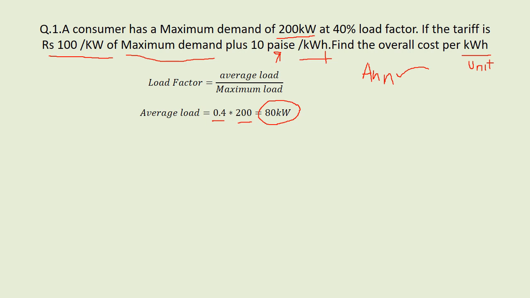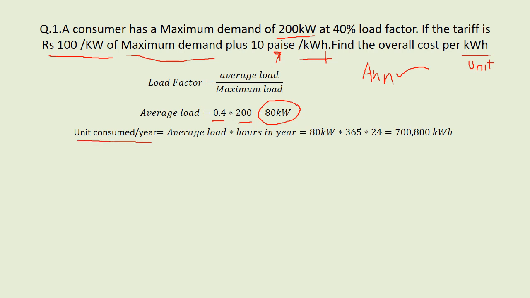So we need to calculate the kilowatt hour. We have to multiply the average load with the overall time period, so this is the unit consumed on a yearly basis. The average load is 80 kilowatt, and the hours in a year are 365 days times 24 hours each day. So you will get almost 7 lakh 800 kilowatt hour. This is the unit consumed for the year.